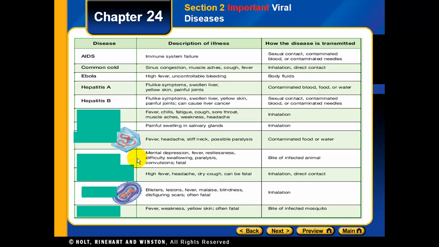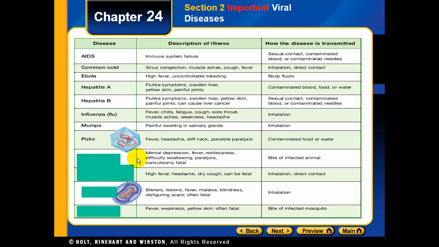All right, fevers, chills, fatigue, which is being tired, cough, sore throat, muscle aches, weakness, headache, caused by inhalation, that is the flu. Painful swelling in your salivary glands, that is the mumps. When you get a fever, headache, stiff neck, possible paralysis, that is polio. There's a vaccine now for both of those last two.